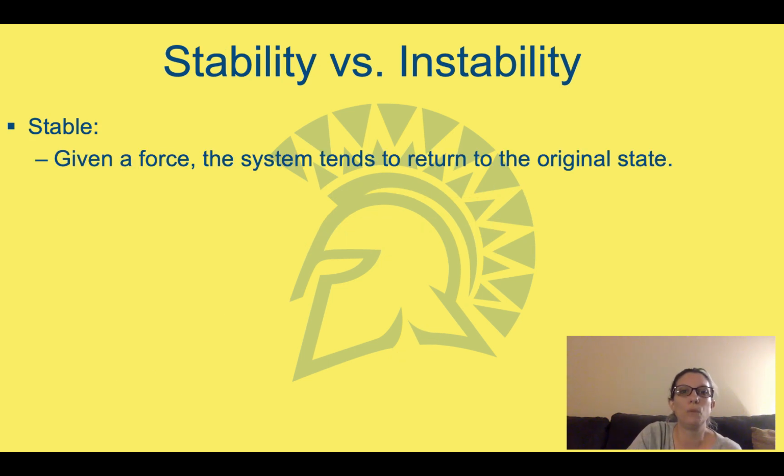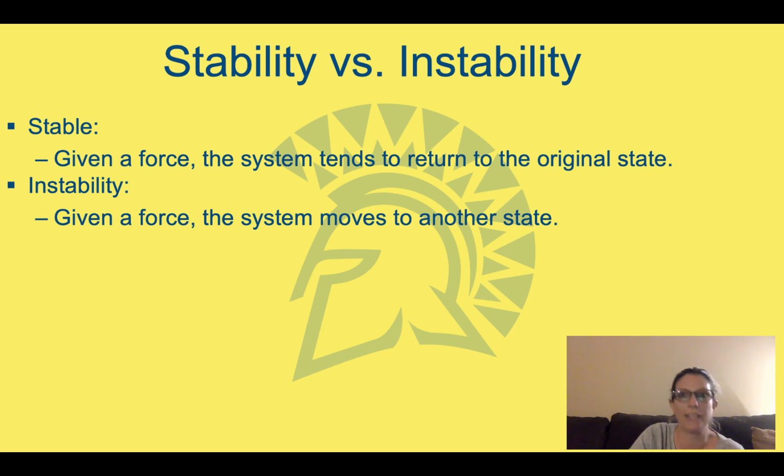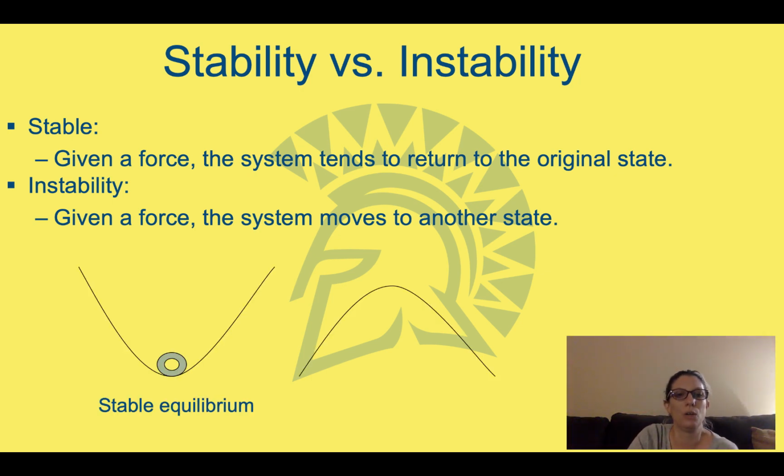So given a force, the system tends to return to its initial state. That's the original state. But instability is kind of the opposite. That's the stable equilibrium. But imagine if you start at the top of the hill and then you nudge it down towards the bottom. It won't end up where it began. It began here, and it's going to stop here. Unlike the stable equilibrium, where if you push it up here it'll go back down where it began, in an unstable situation, if you push it, it's going to end up in a different place than where it started.